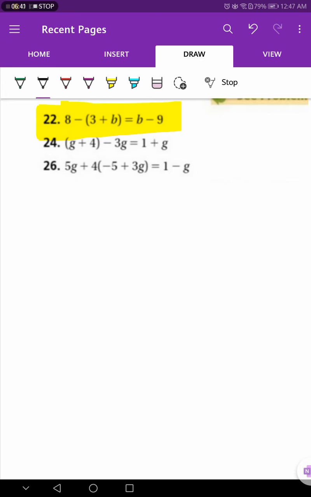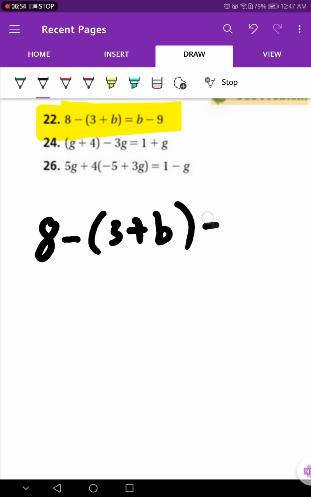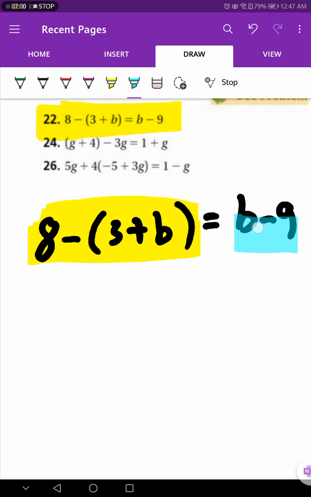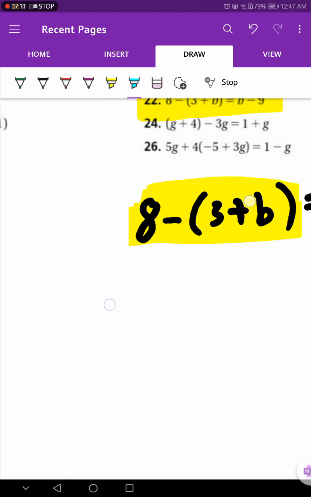Question 22. This is a dangerous question. Okay, my dear student, dangerous question. So 8 negative 3 plus b equal b minus 9. So we have left and we have right.